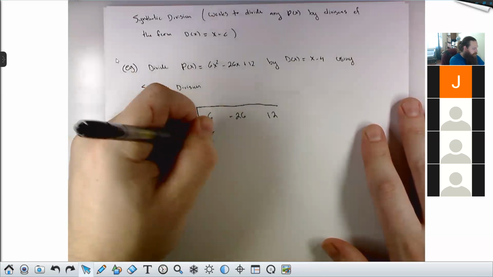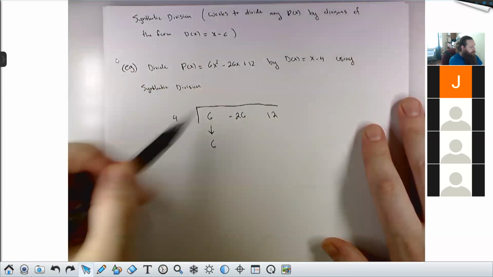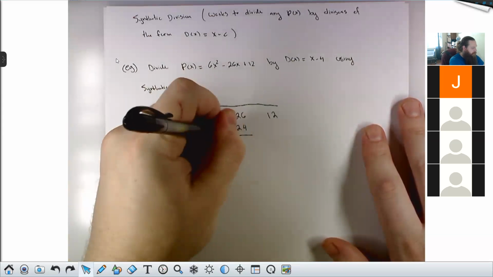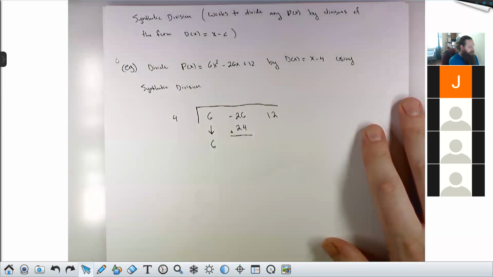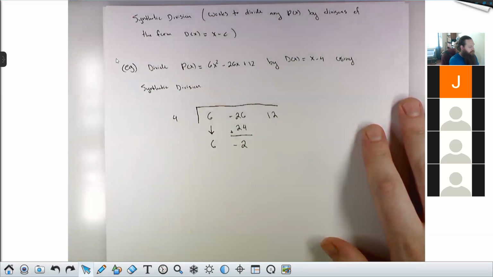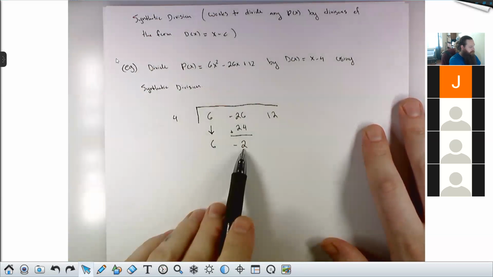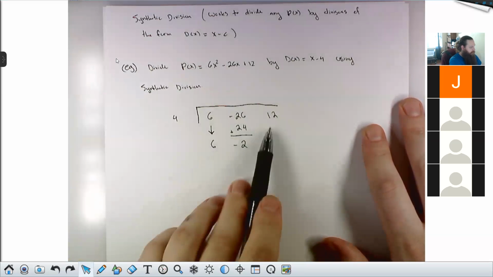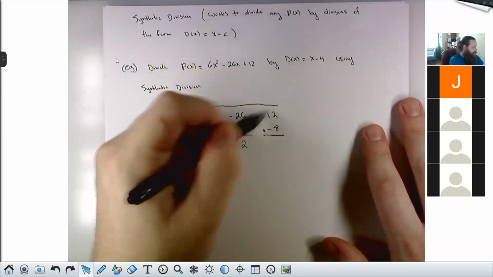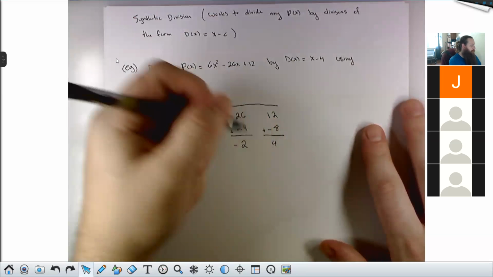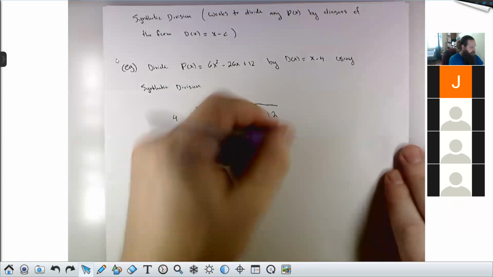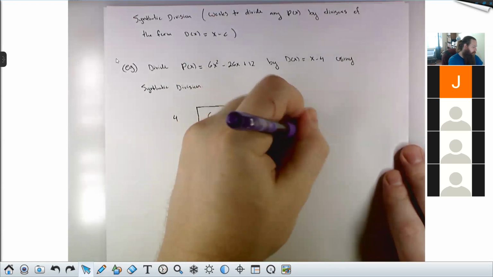Begin by bringing this down a row. Then you multiply this times this. So 4 times 6 is 24. Then you add these. Negative 26 plus 24, that's negative 2. Then you multiply this and this. So 4 times negative 2, that's negative 8. That goes over here. And then again, you add these. So 12 plus negative 8, that's positive 4. The last term here will always be the remainder.